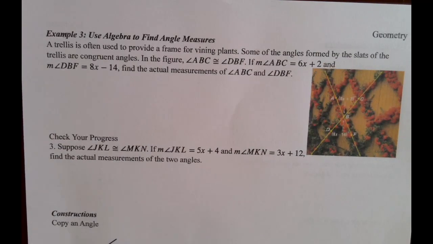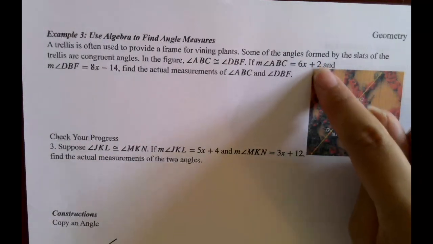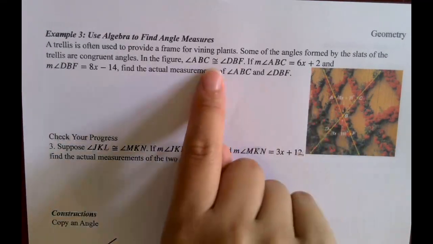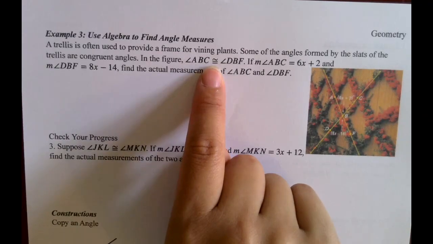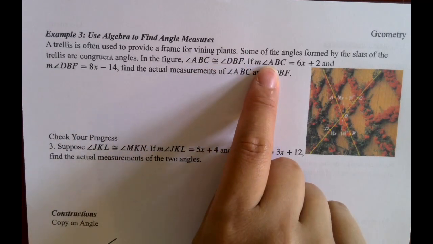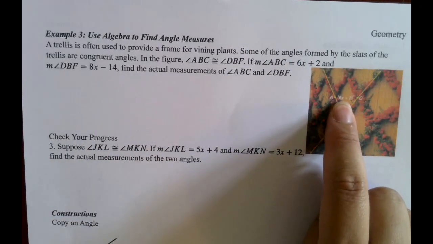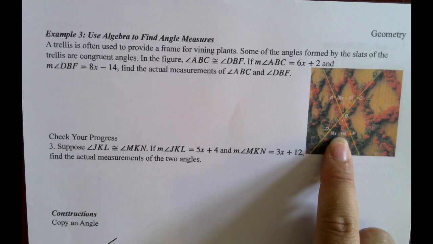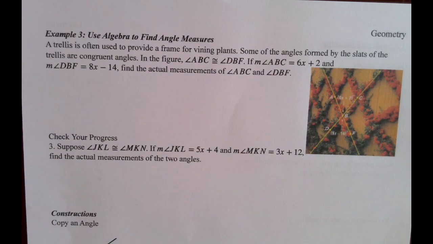Example 3 here: a trellis is often used to provide a frame for vining plants. Some of the angles formed by the slats of the trellis are congruent angles. In the figure, angle ABC, which is this one here, and angle DBF, which is this one here, are congruent. This is the symbol for congruency. If the measure of angle ABC is 6x plus 2, and the measure of angle DBF is 8x minus 14, we want to find the actual measurements of angle ABC and angle DBF. Okay, so let's get started.